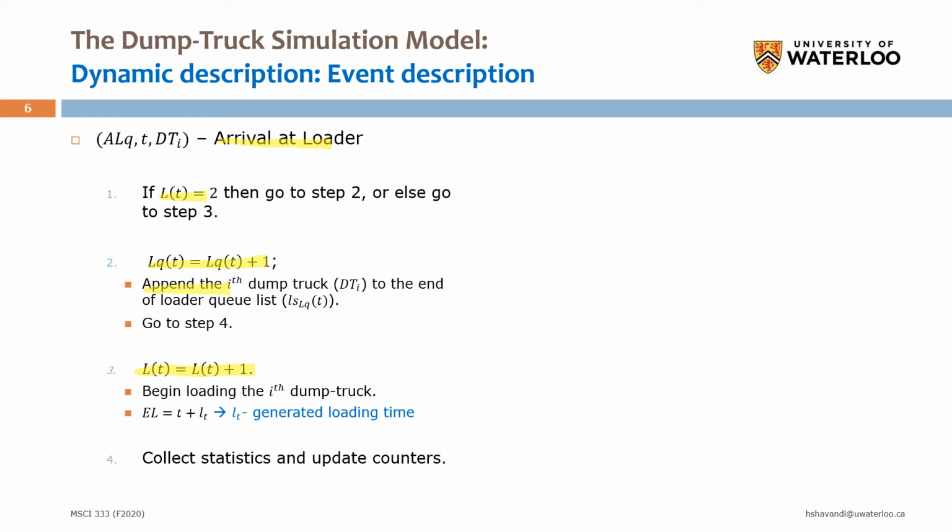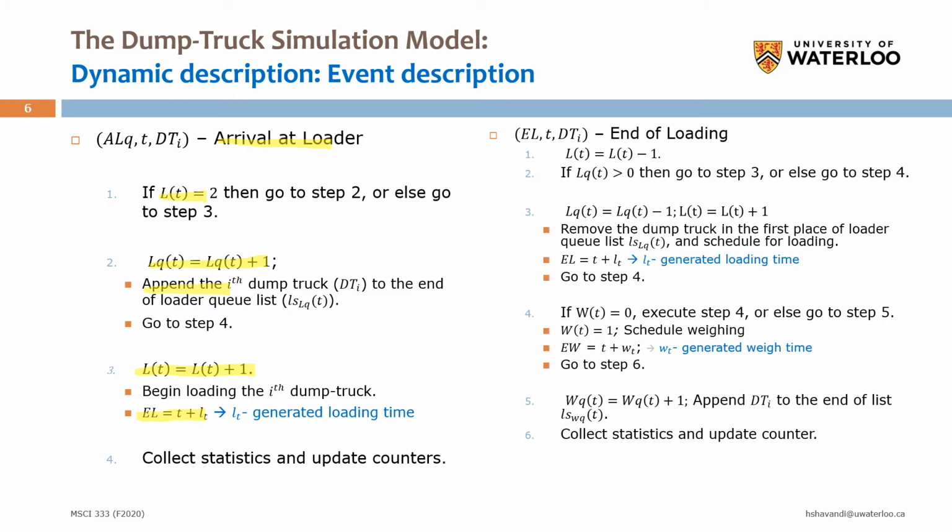So the number of dump trucks being loaded will be added by 1 here. And since one activity has started right now, we need to obtain a departure event for that. So the end of loading at time t plus lt will be scheduled. Okay, and then we collect statistics and update counters. The end of loading event is a departure type event.